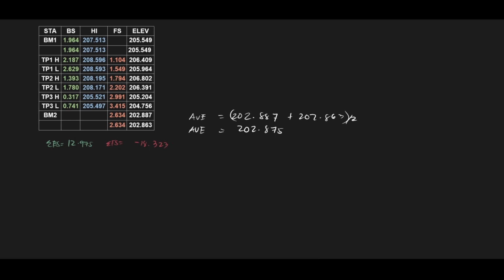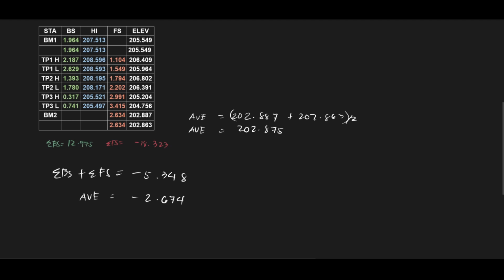So let's add up the summation of backside plus the summation of foresight. We will get negative 5.348. Okay, and now we get the average of that. The average of that one will be negative 2.674. So you basically just divide this by 2 and you will get this.